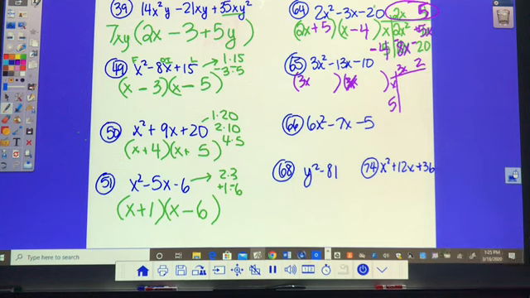Go ahead and try to finish that. We can make it work with the 5 and the 2. See if you guys can decide where the negative goes and where the positive goes. So pause the video and try to solve it yourself.